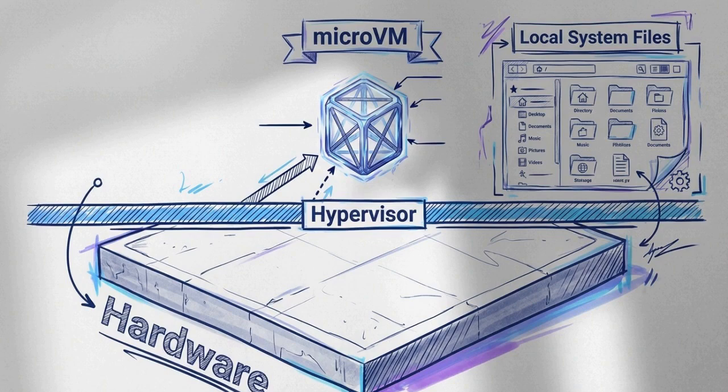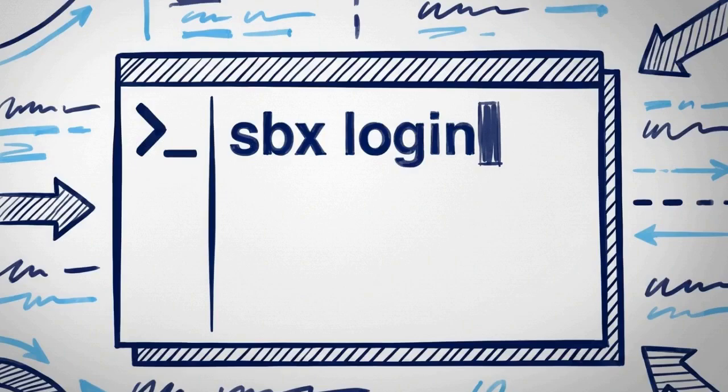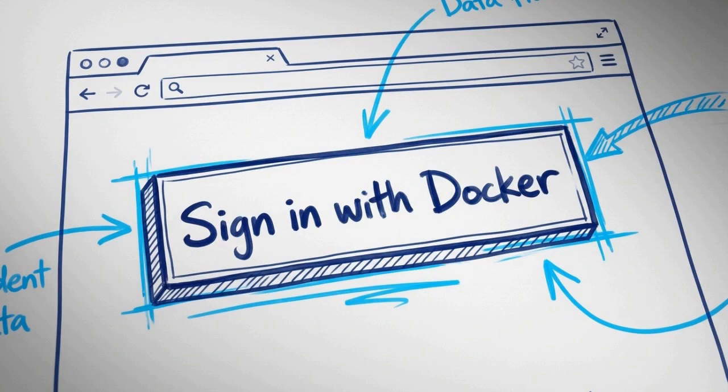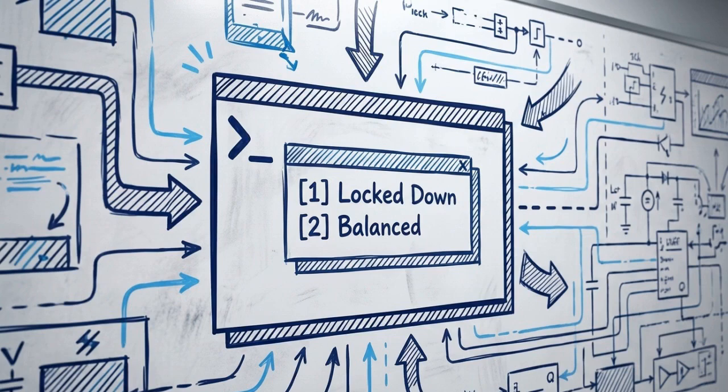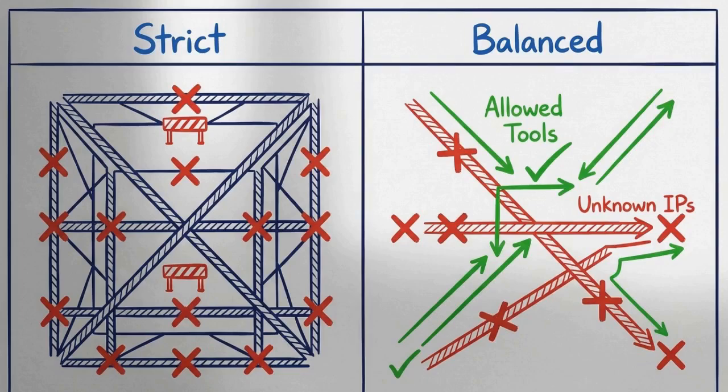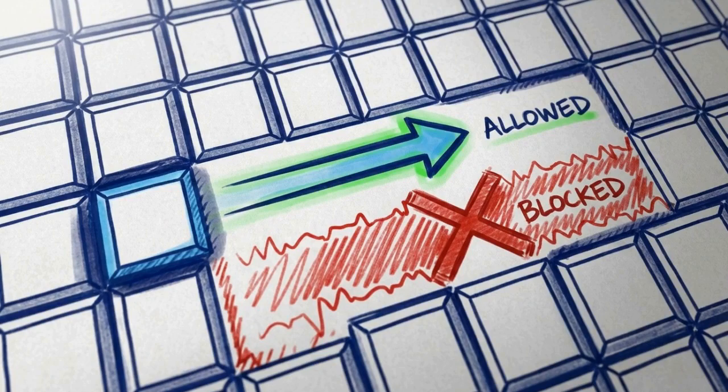local system files. Once you have the CLI, run SBX login. This opens your browser to complete a standard Docker OAuth authentication. After you sign in, the CLI prompts you to choose a network policy. Locked down blocks all traffic, but balanced is usually the best choice for development, since it permits connections to standard services while blocking everything else.